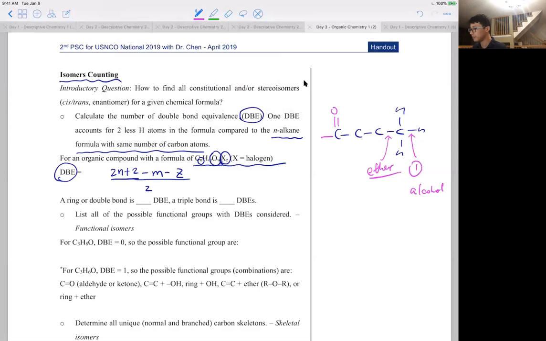How about this case? If this is the case, it's replacing 2 hydrogens, which means it will affect the hydrogen numbers, and the hydrogen numbers already reflect the CO double bond. So we don't need to worry about how many oxygens are in the molecule. The hydrogen number is already a good reflection of whether the oxygen is a single bond or a double bond. So basically, a ring or a double bond has 1 DBE, a triple bond is 2 DBE.